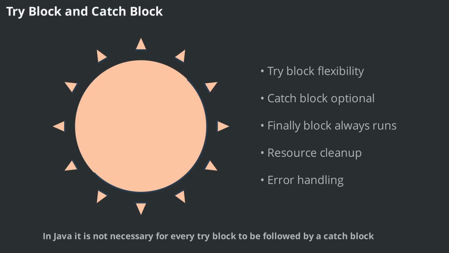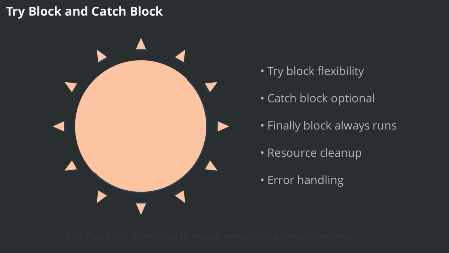In Java, it is not necessary for every try block to be followed by a catch block. You can use a finally block instead, which runs regardless of whether an exception is thrown. This flexibility allows you to ensure certain code always executes, such as resource cleanup, even if an error occurs.